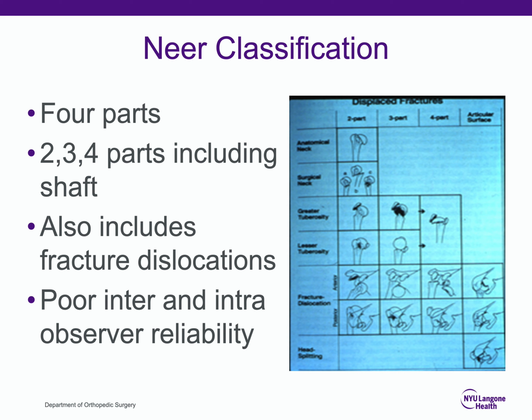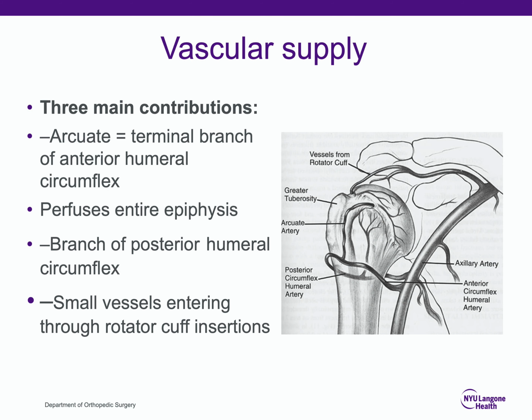I think we all know the Neer classification, which talks about 4 parts for the humerus fractures. The 2-part, 3-part, and 4-part, each part being tuberosity, shaft, and the humeral head. Remember, fracture dislocations are also included in this classification. Unfortunately, even though this is a very commonly used classification, it has very poor inter and intra-observer reliability.